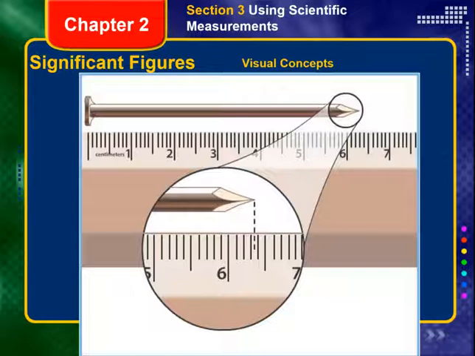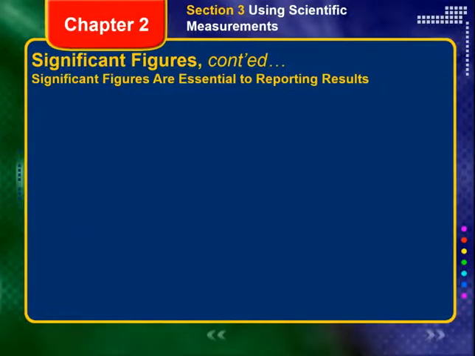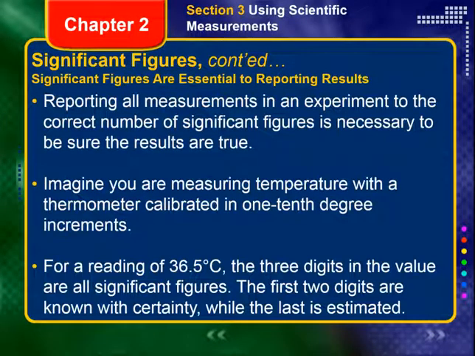The reason I stopped there is because I definitely couldn't tell if that was 6.355. Right? My eyeballs are not good enough. This picture is not good enough to get any more information beyond that estimated digit. Reporting all measurements in an experiment to the correct number of significant figures is necessary to be sure that the results are true. Remember, we're trying to be accurate and approach that true or actual value.